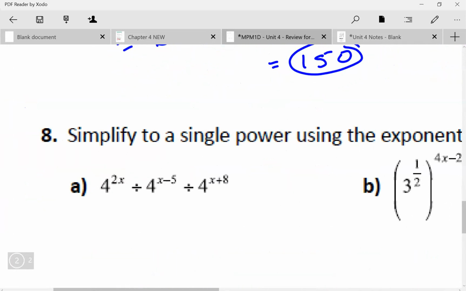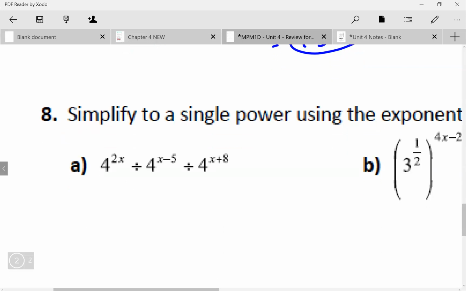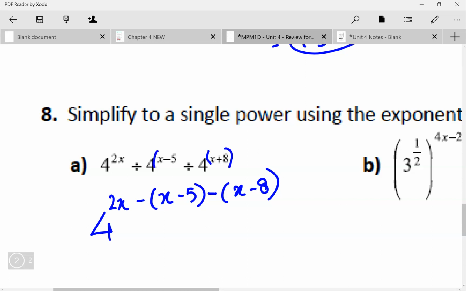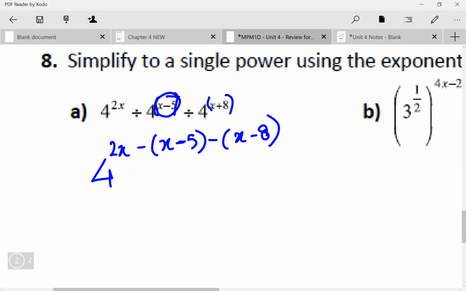Those are extension questions. It's unlikely you'll see many of them on the assessment, but it's good to know these things just in case. Simplify to a single power, very easy. Division means subtraction. The biggest mistake I'll see here is that there are no brackets around these things. When you subtract x minus 5, it's important to put brackets around x minus 5, because otherwise you're just subtracting the x and then somehow adding the 5. And that's not what we're doing here. There has to be a bracket around x minus 5 and a bracket around x minus 8.